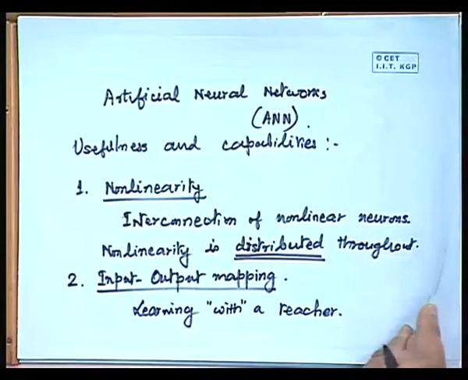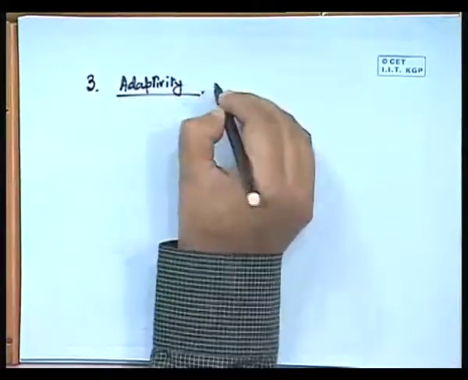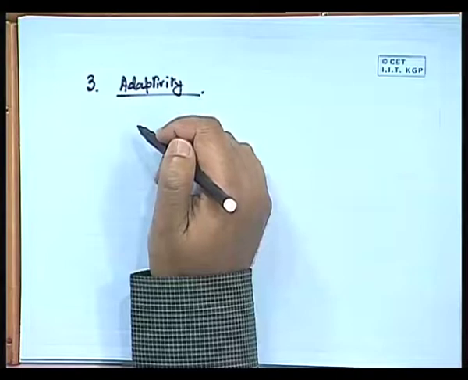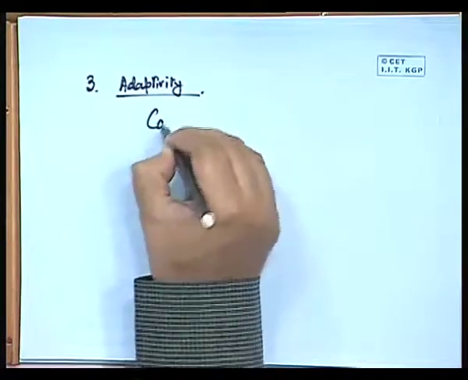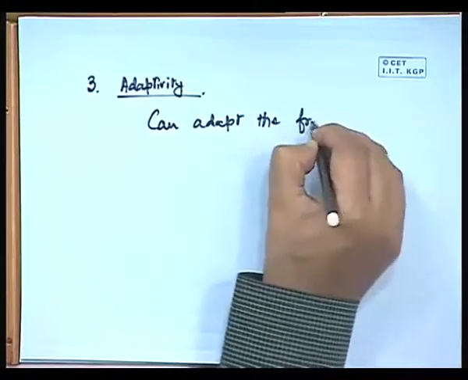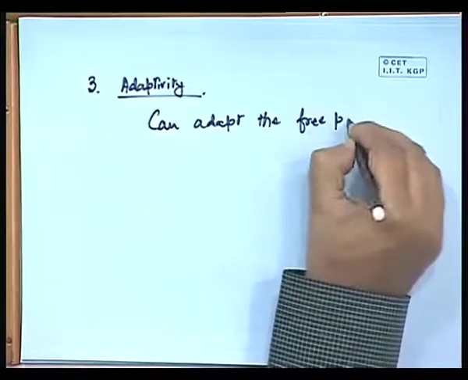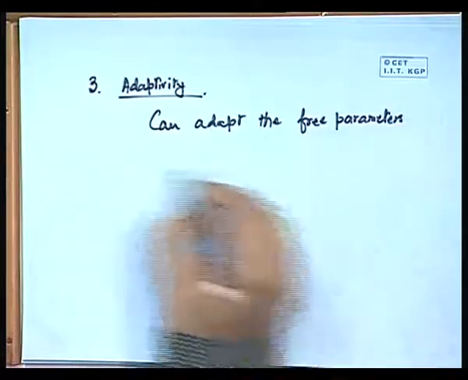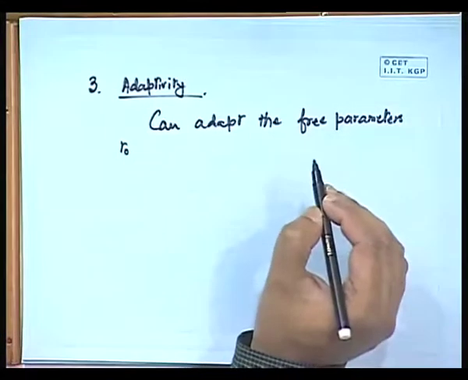Now, the third thing that one has to talk about in the characteristics of the neural networks is what is called adaptivity. The neural networks can adapt their free parameters to changes in the surrounding environment. In fact, some of you may be feeling a little confused about what exactly I mean by the word free parameters. I will come to that later on.